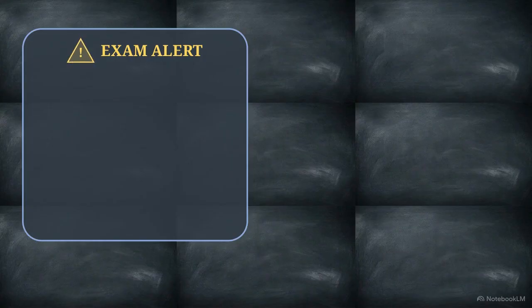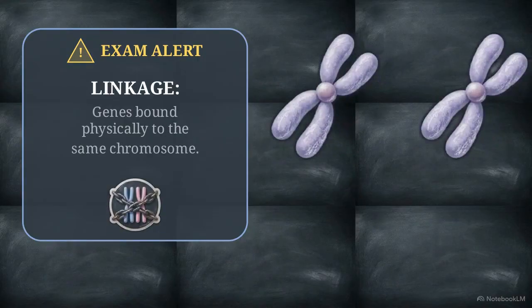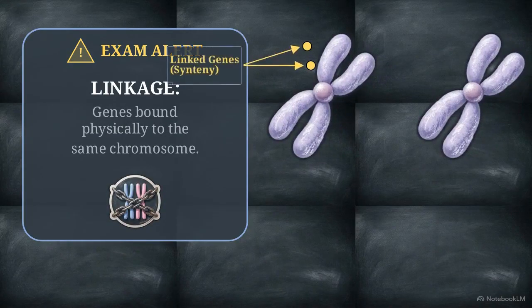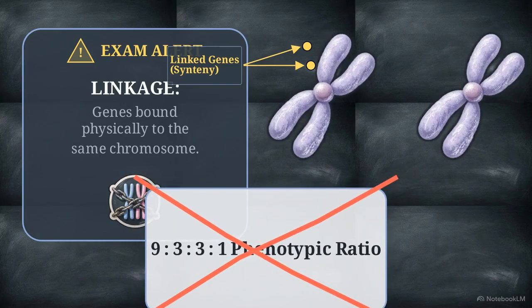For your WBCHSE board exam, you need to know this exact definition. Linkage is the tendency of genes present on the same chromosome to remain together and transfer as a single unit to the next generation. Because linkage restricts genetic variability, it deviates from classic Mendelian expectations. If genes are linked, you will not get the standard 9:3:3:1 phenotypic ratio.